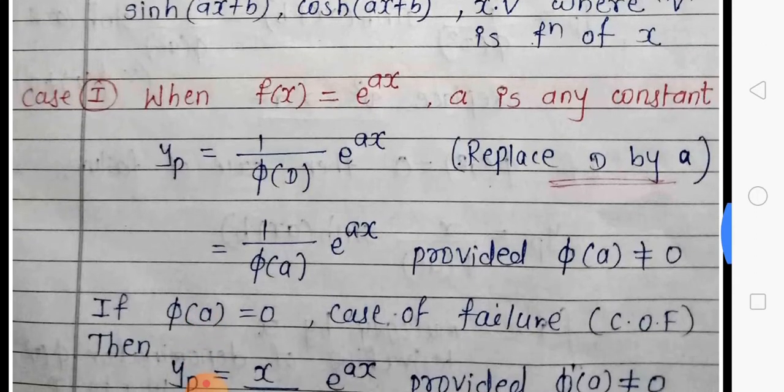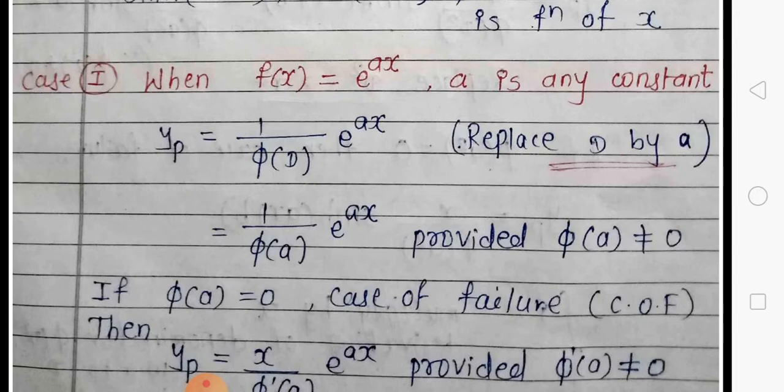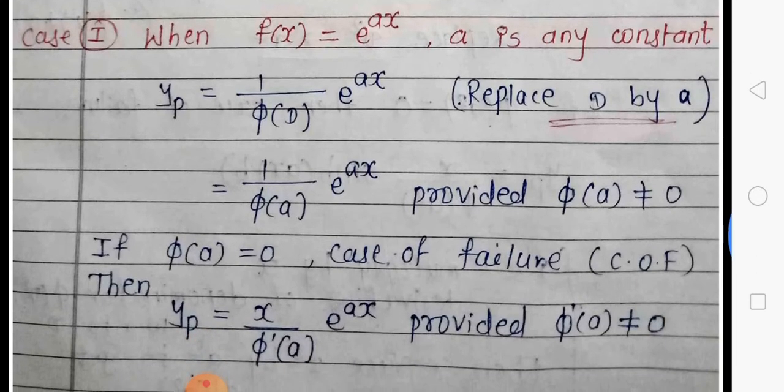First case, if f of x is equal to e raised to ax, a is any constant. Now we find the particular integral. Always remember, we write the particular integral in this form: yp is equal to 1 upon phi of D into the function f of x, here e raised to ax. Now if e raised to ax is the function, then we replace D by a. If we replace D by a, then we get 1 upon phi of a into e raised to ax.